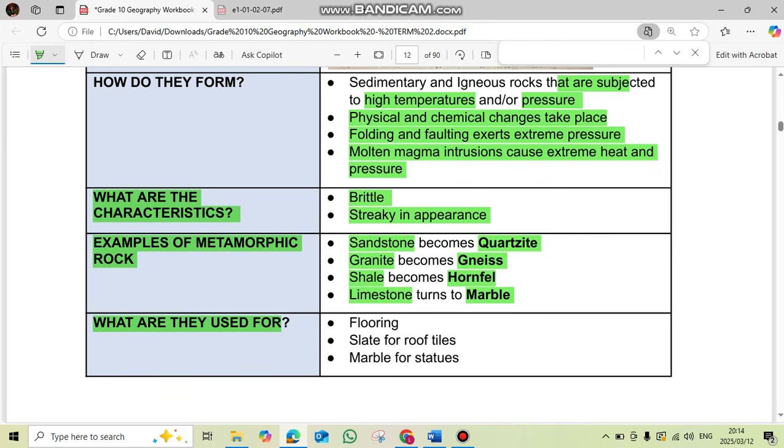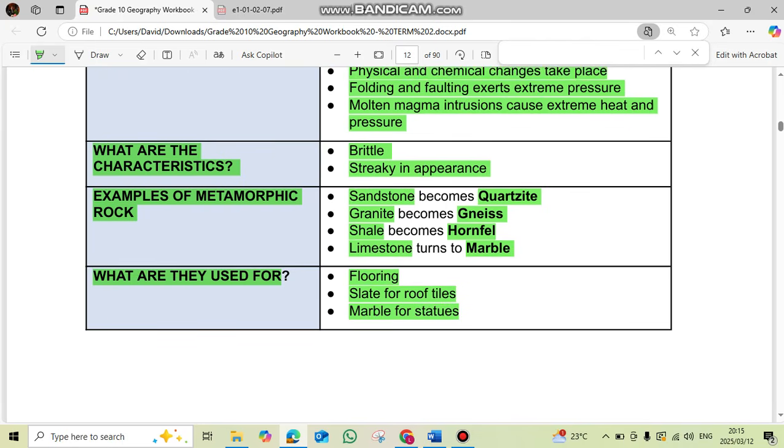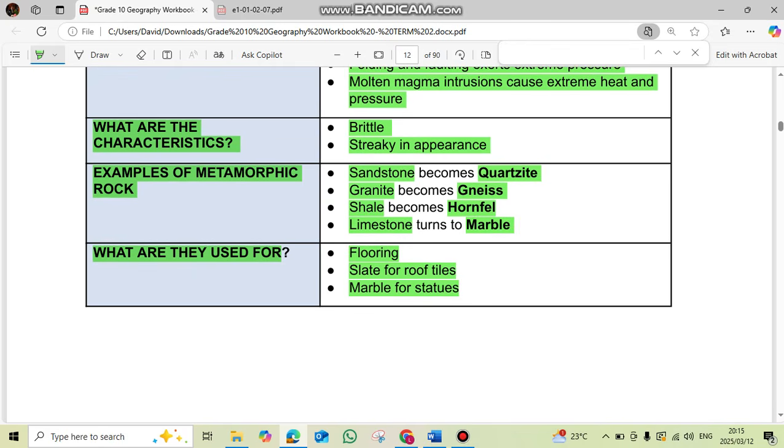What do we use it for? We use it for flooring. So again, we use it for floors. You might have these nice marble floors in your house. The slate we use for roof tiles, and then marbles are used for statues. You can also say we use them for tables and furniture within the house.